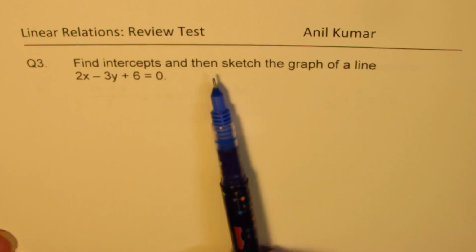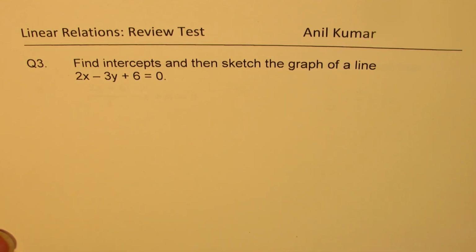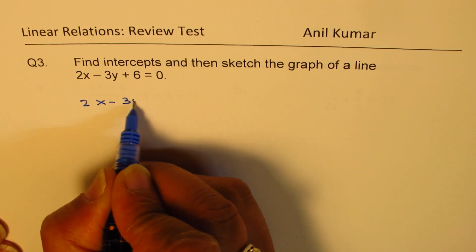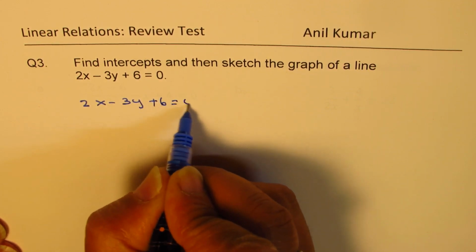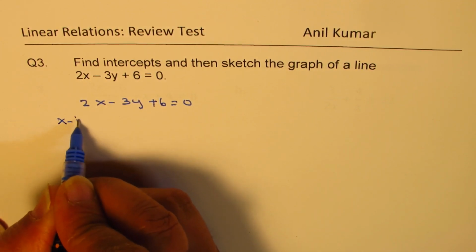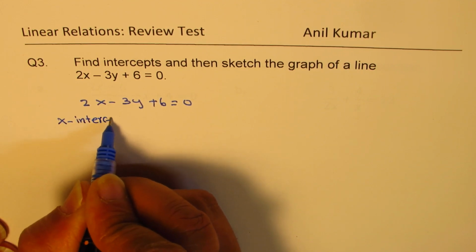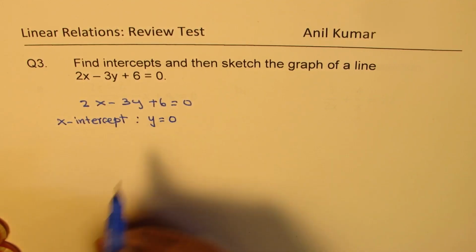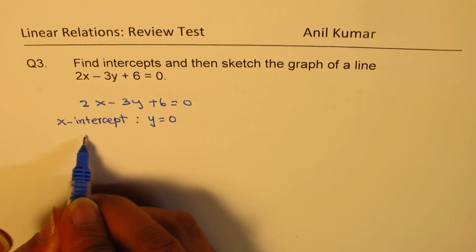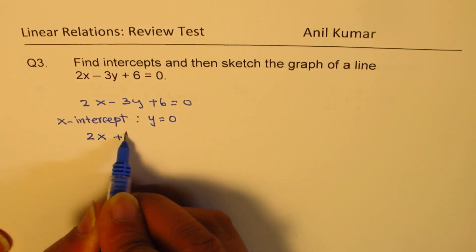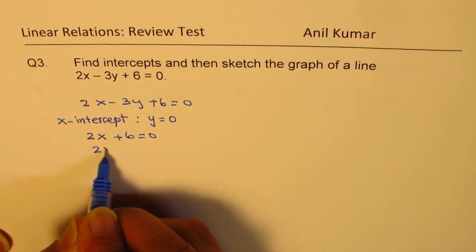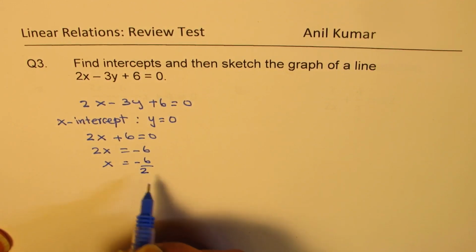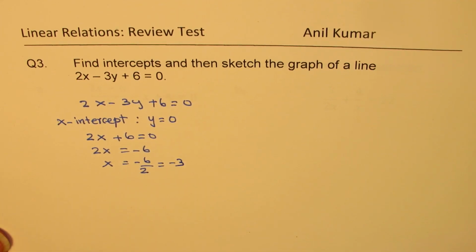Find intercepts and then sketch the graph of the line. So we are given the equation of the line as 2x minus 3y plus 6 equals to 0. So let's first find x-intercept. X-intercept means y equals to 0. If I substitute y is 0, I get 2x plus 6 equals to 0. 2x equals to minus 6. x is equals to minus 6 by 2, which is minus 3.